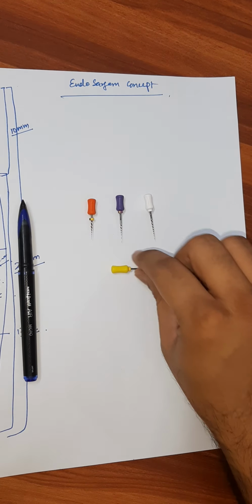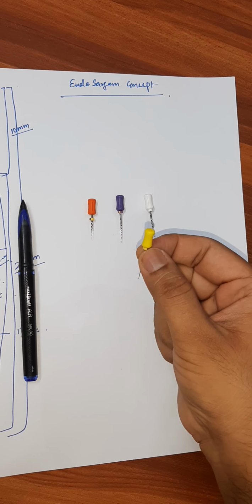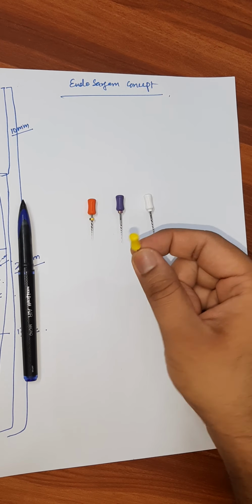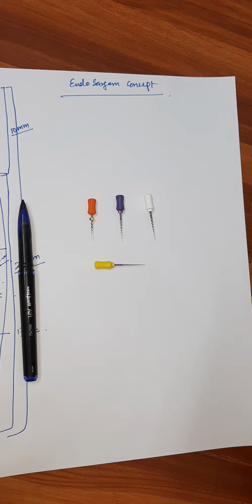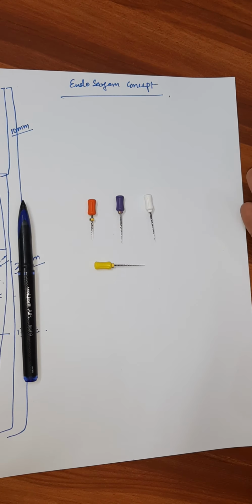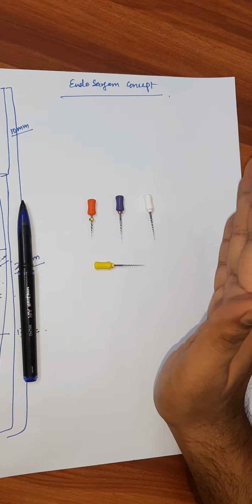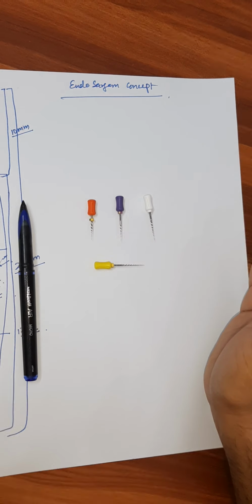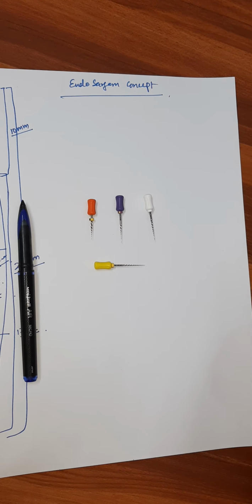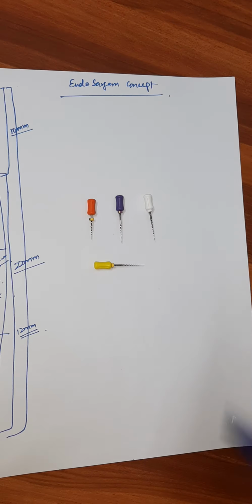Also, I will tell you how to use files that are bigger than the F1 file, when to use F2 or F3, or the finisher files F2 and F3. I will also tell you where we keep our preparations 4% and where we keep our preparations 6% or above. So let's quickly get into the groove and learn the concept of endosurgum.